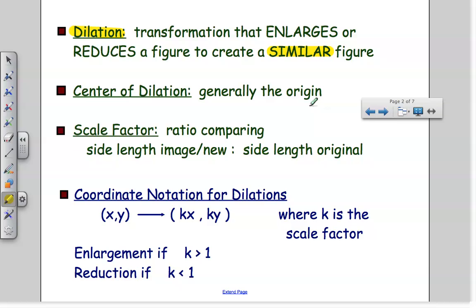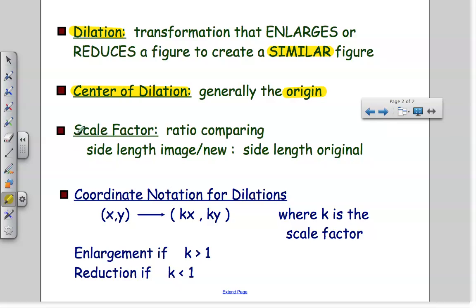So the sides will still be proportional, the angles will be congruent, but not the same size and shape, not congruent anymore, but similar. So we are enlarging or reducing a figure. Now the center of dilation is going to be the most easy point to deal with. And what's the nicest point in the coordinate plane? Well, the origin. That's going to be the center of our dilation. That's where we're going to be enlarging or reducing from, the origin in the coordinate plane.